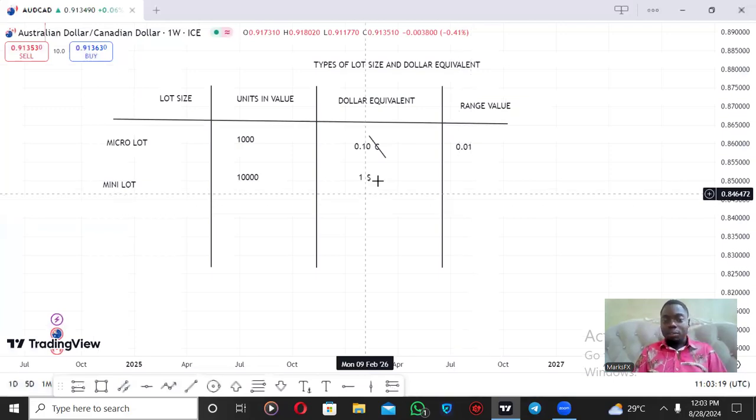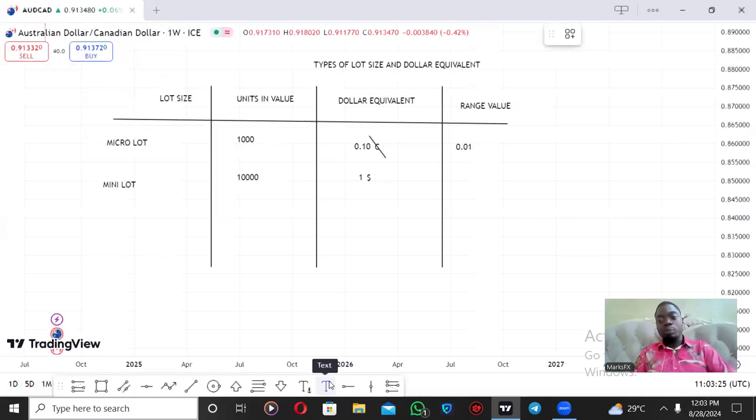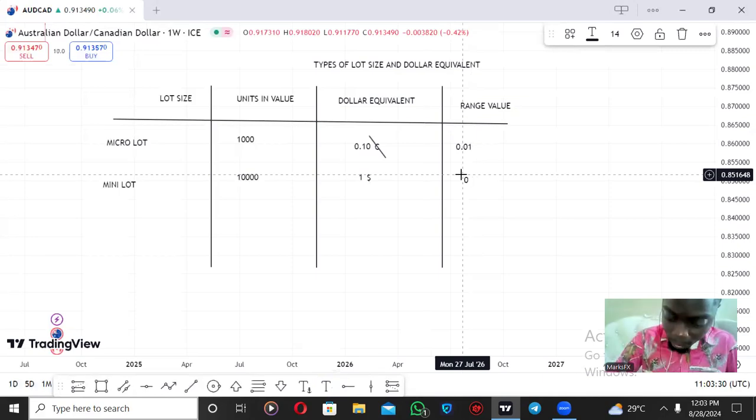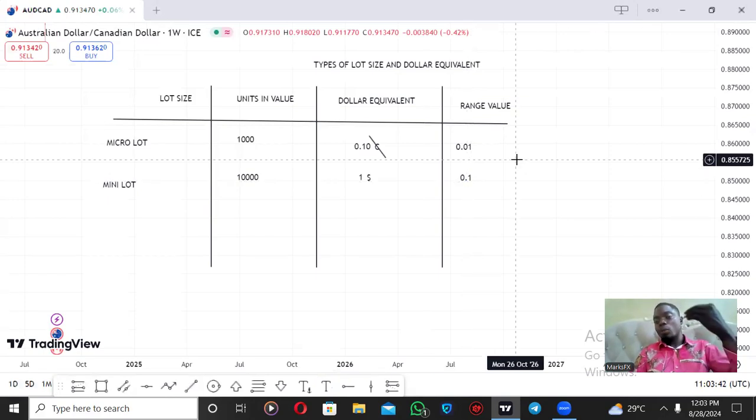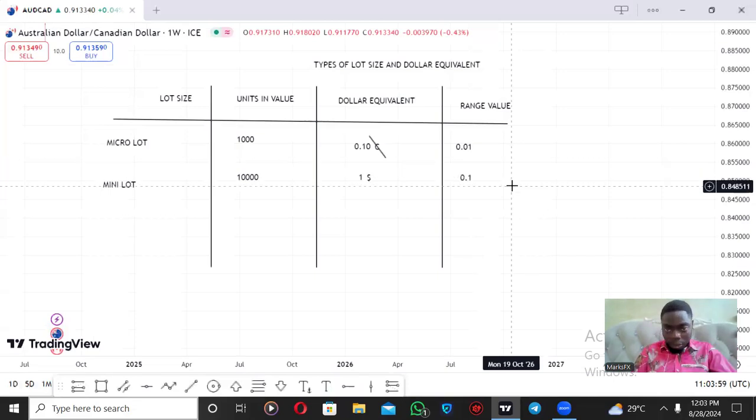Now this $1, the lot size that you are going to place to get this $1 is 0.1. Pay attention. From 0.1 to 0.9 is classified as a mini lot. As the pips increase, your gain or loss will increase. For instance, if the price moves 5 pips, you are going to get $5. But in a micro lot, if it moves 5 pips, you're going to get 50 cents.